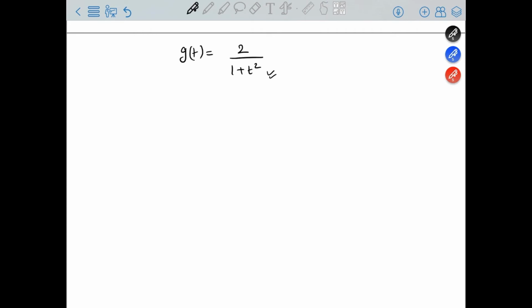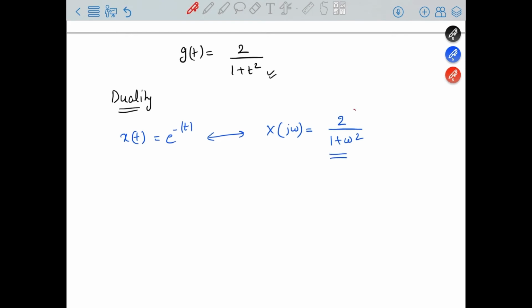So here we can use the duality property, which lets us easily get the Fourier transform of this equation. For that, we consider a signal x(t) which is e raised to the power minus mod t. Why are we taking this signal? Because the Fourier transform of this signal, X(j omega), is basically 2 over 1 plus omega square. As you can see, the Fourier transform has the same functional form as the signal g(t), the only difference being the variable.